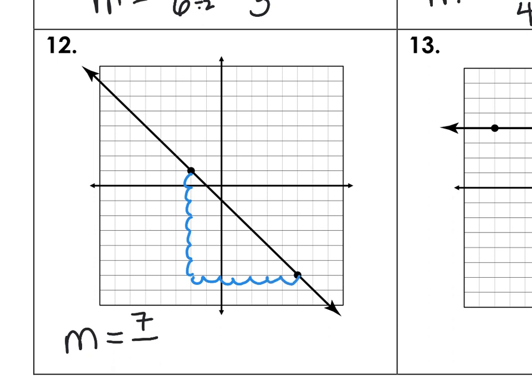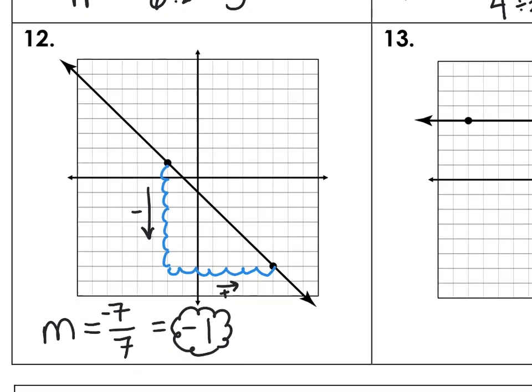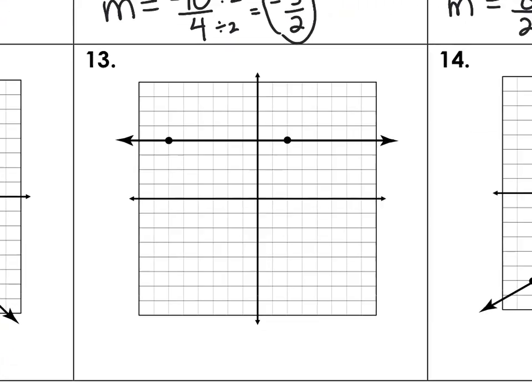Now I made a mistake. Can you catch it? Okay, I went down over here. Down is negative, so I need to make that negative. I went to the right, that's positive. Okay, so -7/7 is actually -1. Right, because -7 divided by 7 is -1. So -1 is my slope, which makes sense because my line goes down from left to right.